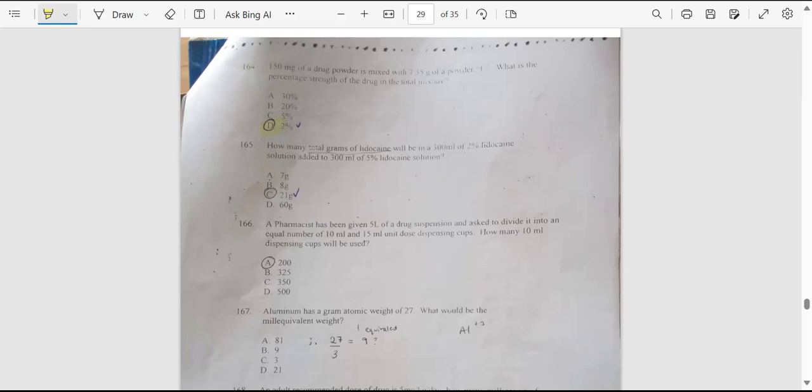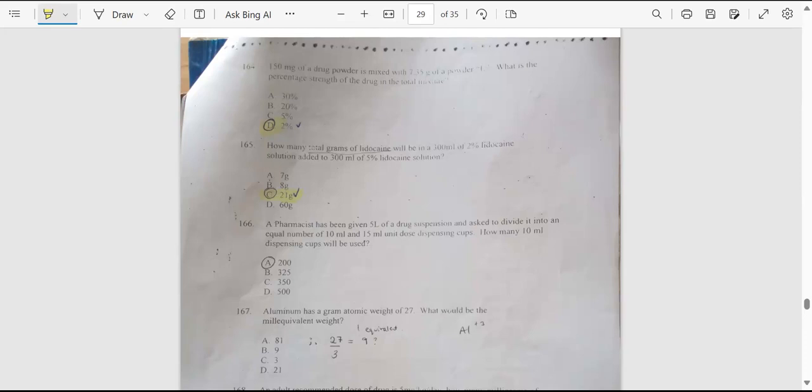Yeah, thank you, Divya. You are really coming through for everyone today. So our Divya has shared with us the calculations in the group in case you want to check. Thank you, Divya. So number 166.